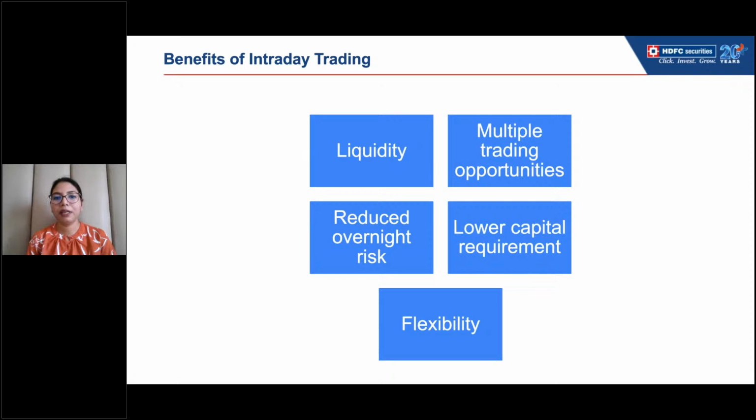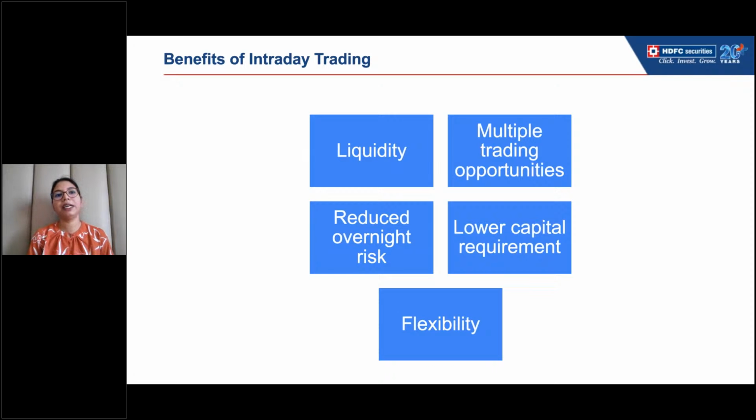Next is lower capital requirement. When you trade intraday, you can have the margin benefit, right? You don't have to pay the whole margin for having a position. You get the margin benefit from the broker. So in intraday trading, the capital requirement is comparatively lower. And the last one is flexibility.